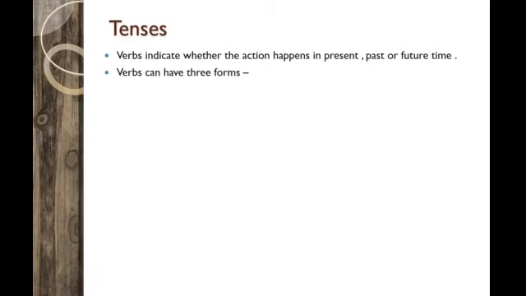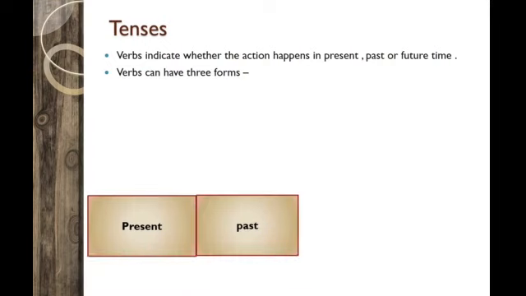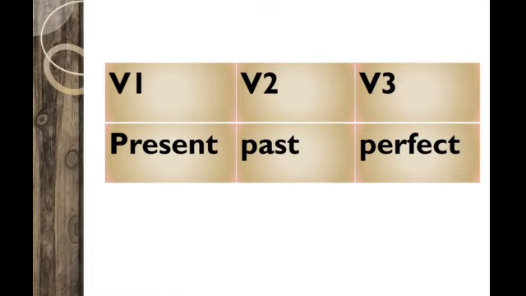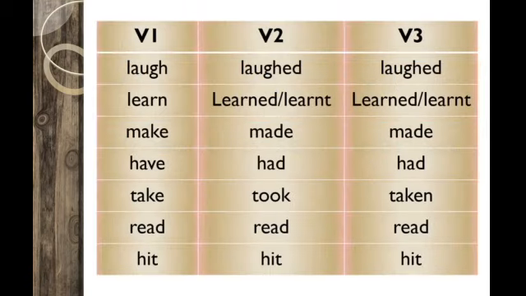Verbs indicate whether the action happens in present, past or future time. Verbs can have three forms, V1, V2, V3: present, past and the perfect tense. Like laugh, laughed, laughed; learn, learned, learnt; make, made, made; have, had, had; take, took, taken; read, read, read; hit, hit, hit.